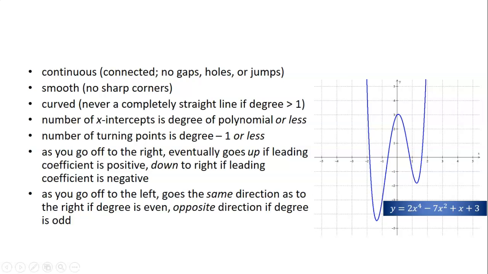If it's an odd degree polynomial, then it's going to be going opposite ways as you go to the right and to the left. There, as you go off to the right, you're going to be going up if the leading coefficient is positive, and down if that leading coefficient is negative. And then the opposite direction as you go off to the left.